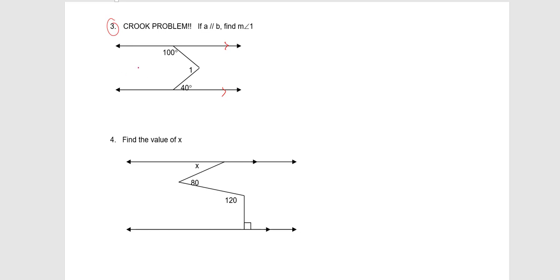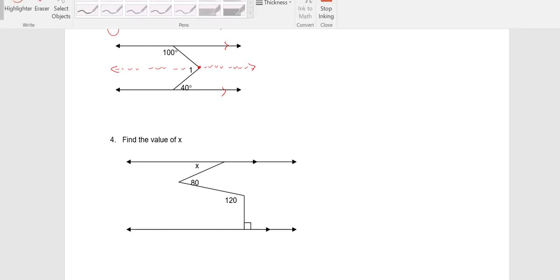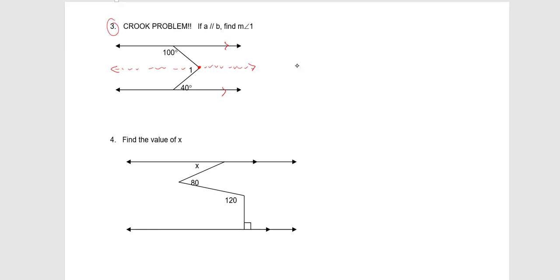Well, I'm going to draw in through this point, I'm going to call it a point of inflection, where it changes directions, a line that is parallel to the other two parallel lines and goes through that point where it changes directions. And what I've done now is I've created a whole bunch of parallel lines. So I now have a bunch of relationships based off of the parallel lines. For example, this angle right here is congruent to this angle. So I know that this one's 40.